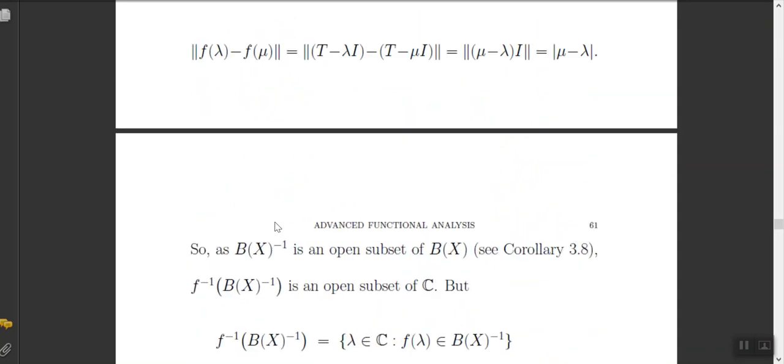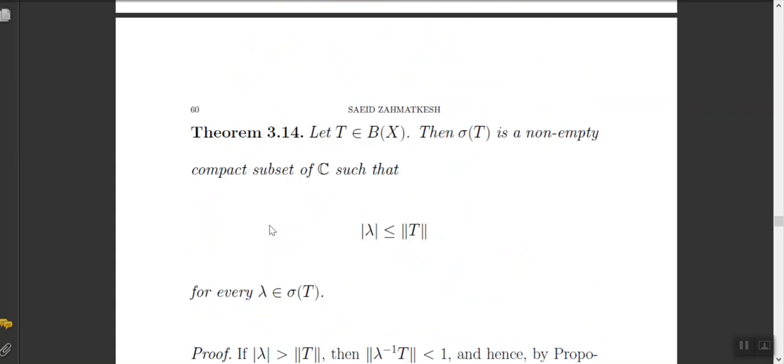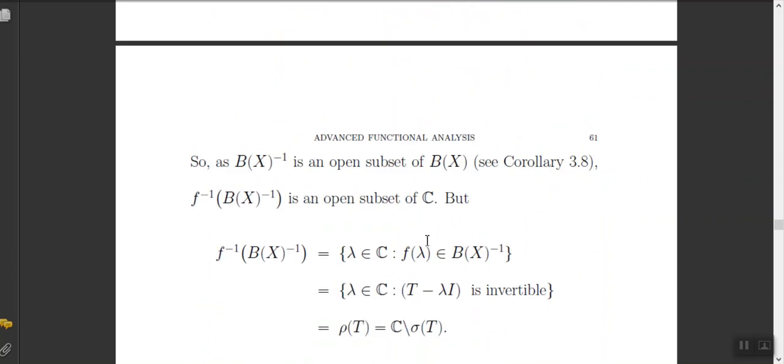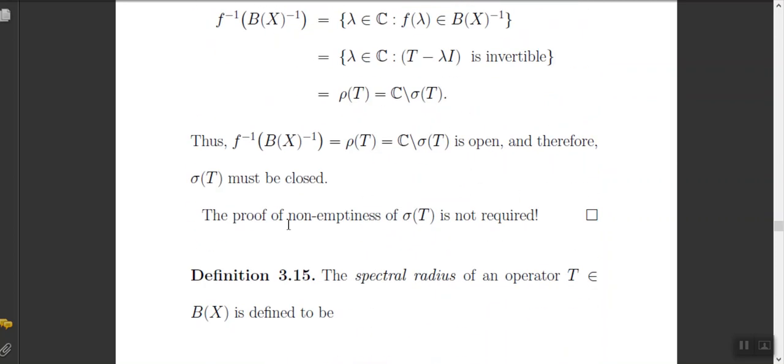Okay. So you can see we proved that the spectrum is a compact set, along with this inequality. The proof of non-emptiness is not required because I think it's beyond the level of the class, so we skipped this proof. So bear in mind.